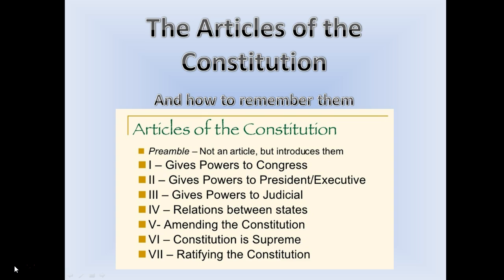Article 1 gives powers to the Congress. Article 2 gives powers to the President or the executive branch. 3, the powers of the judicial branch. 4 is relations between the states. 5 is how to amend or change the Constitution. 6 basically states that the Constitution is the supreme law of the land. And 7, how to ratify or basically put it into place. That basically was back when they were first trying to decide whether they were going to operate under the Constitution.